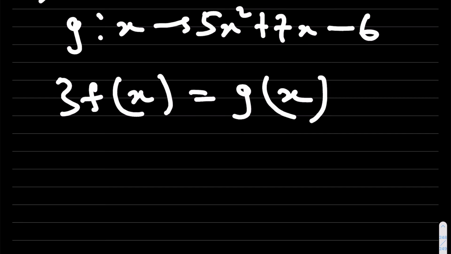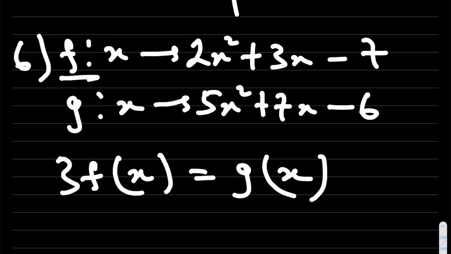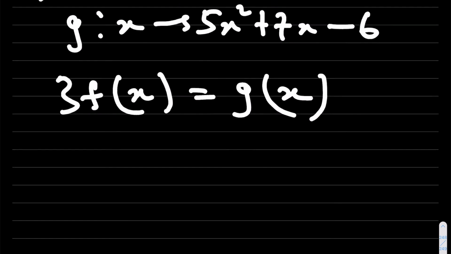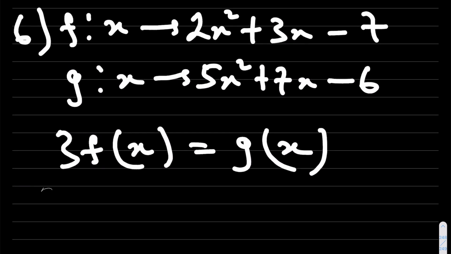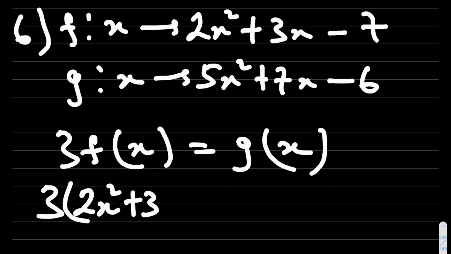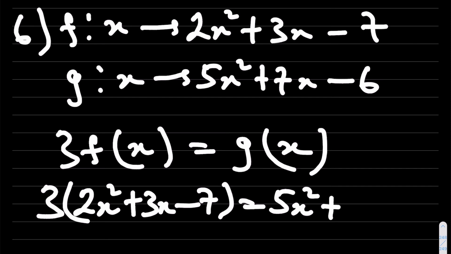Let me take the question again very quickly. The functions f and g are defined on the set R of real numbers. Find the values of x for which 3 times f of x is equal to g of x. So that simply means 3 times f of x, which is 3 into bracket 2x squared plus 3x minus 7 equals g of x, which is 5x squared plus 7x minus 6.